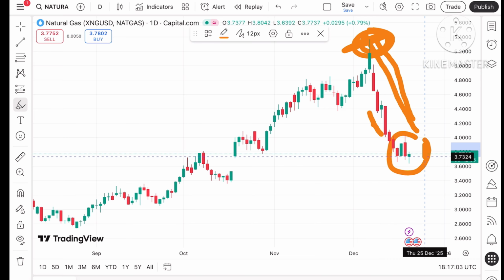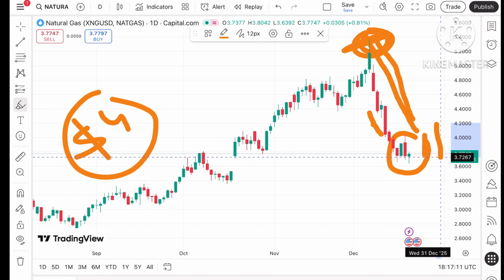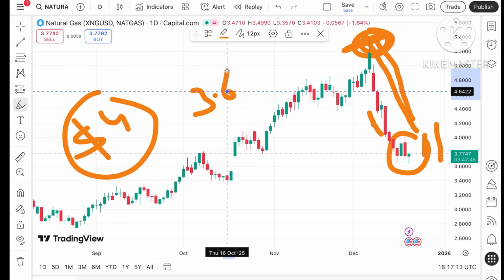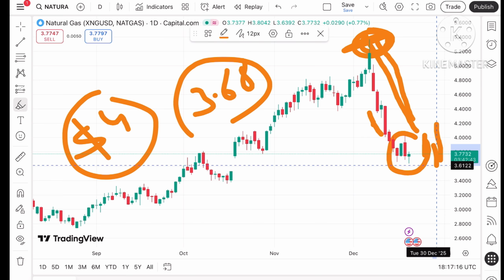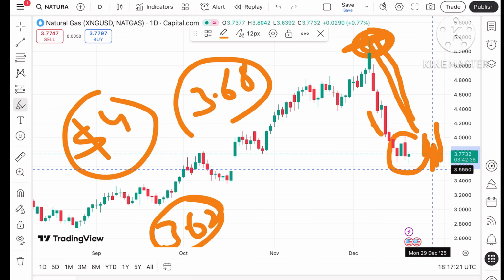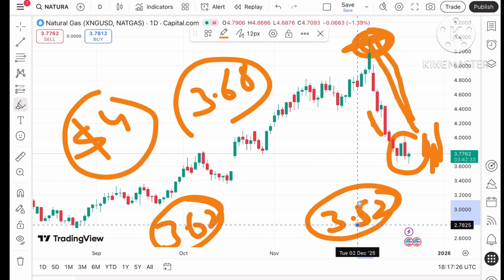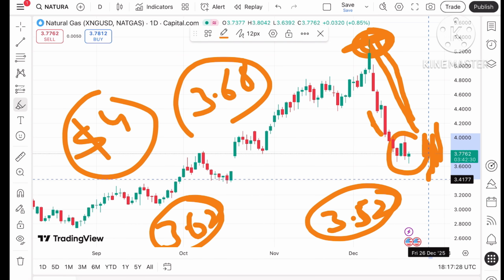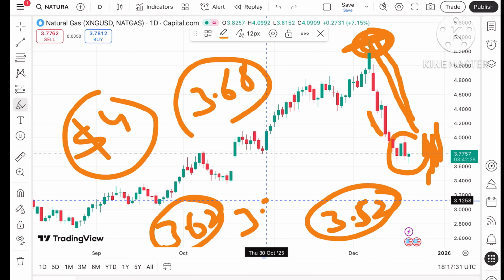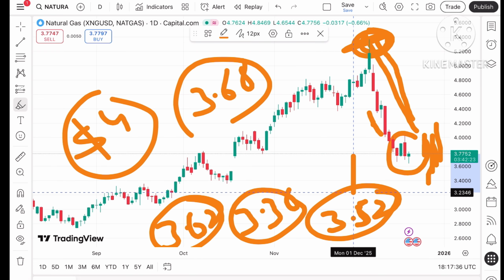Now you have to understand that if the price sustains above $4, then only can we see a rise. But if the price keeps falling below a level of around $3.6, then we can see a further fall. If it starts falling below 3.62, we can see it will move further down towards $3.52. And if the price falls below that level, a further downfall can be seen towards 3.36. If it bounces back, that is good, but if the price doesn't bounce back, it can move further down towards 3.18 or lower.